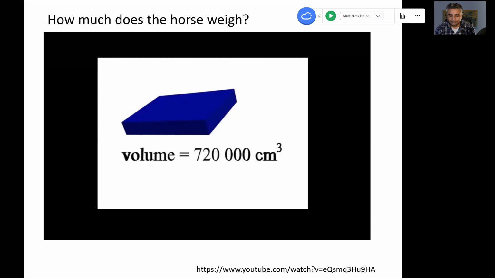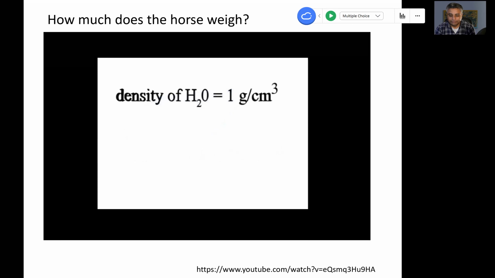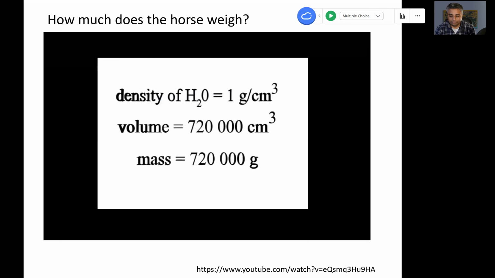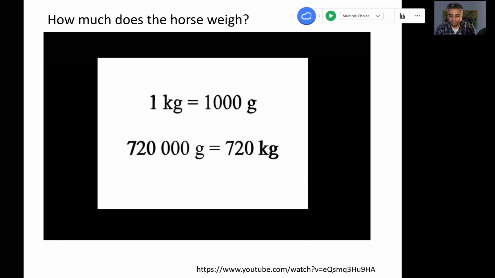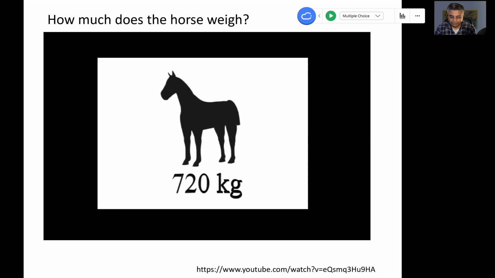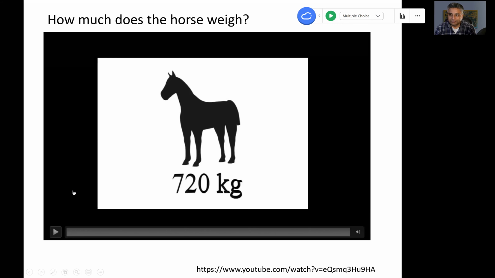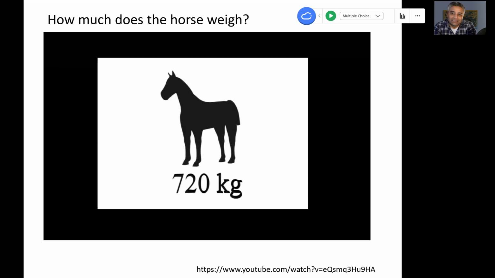Now we need to calculate its weight. Fresh water has a density of 1 gram per cubic centimeter. This means that 720,000 cubic centimeters of water weighs 720,000 grams. Let's change this to kilograms. 1 kilogram is 1,000 grams. This means the displaced water weighs 720 kilograms. The horse weighs 720 kilograms, the weight of the water it displaced. Okay, so that's how you can weigh a horse.